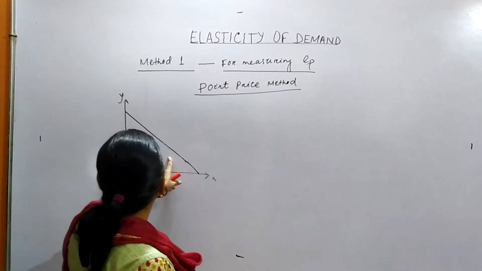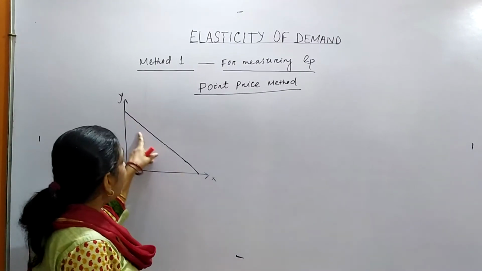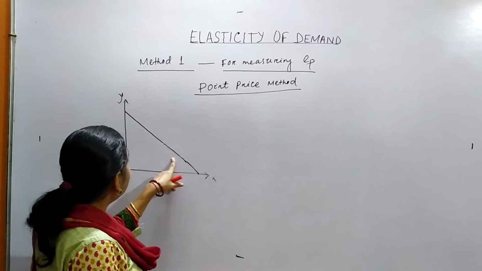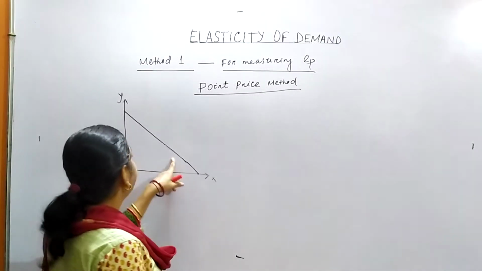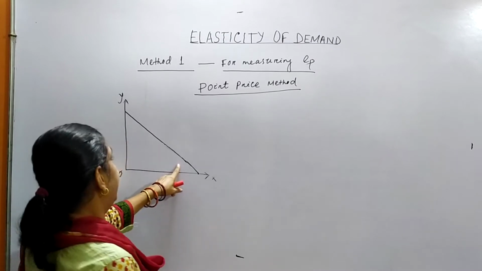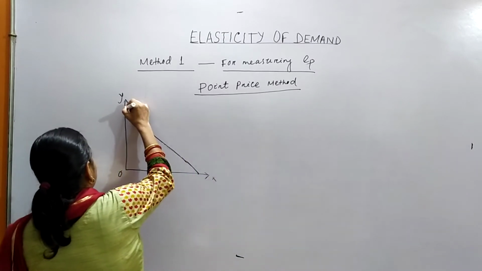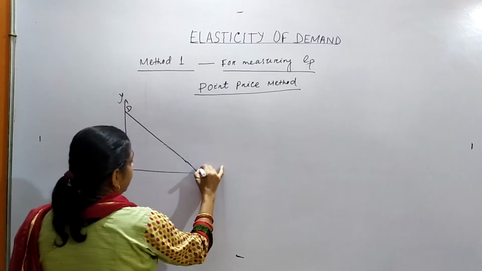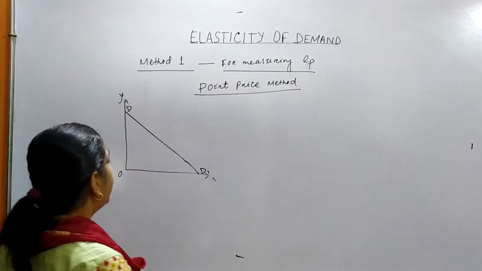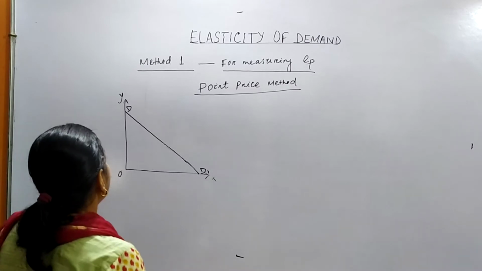Then how will we calculate? There are numerous points on a straight line. This is a straight line. On a straight line there are numerous points. How will we calculate the value of EP at each and every point? Suppose this is the demand curve, we have named it D1.